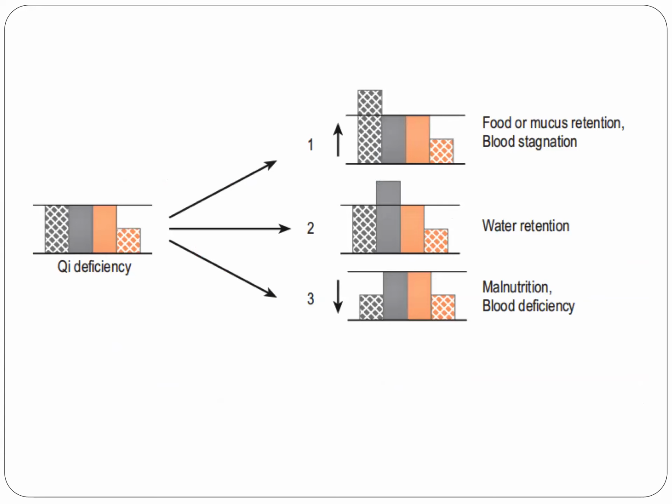So dito sa illustration, ang Qi deficiency could result, number 1, magkaroon ng excess ng blood, or meron siyang food or mucus retention and blood stagnation. Number 2, excess yung yin, nagkakaroon ng water retention. And number 3, mababa yung blood, mababa yung qi. So nagkakaroon ng malnutrition and blood deficiency.